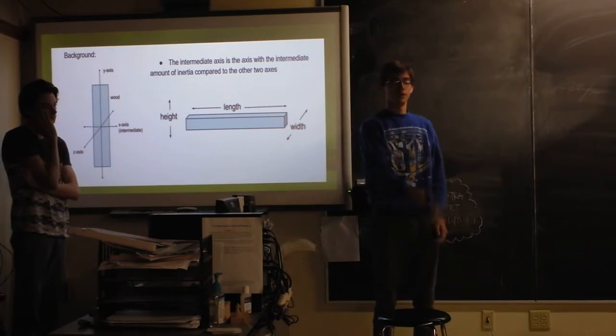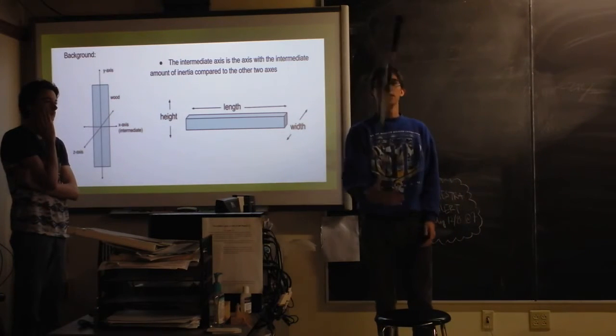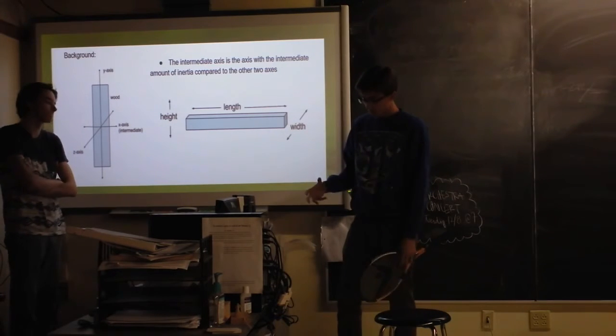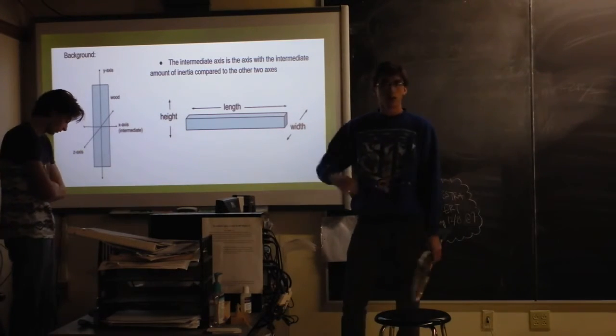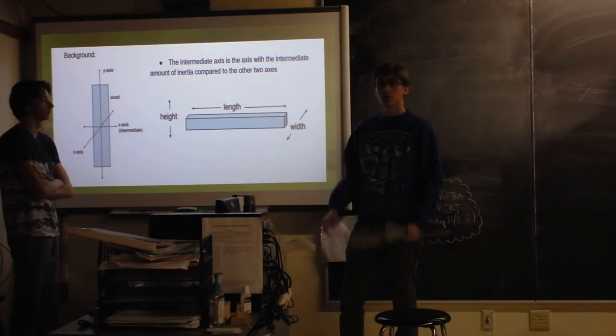Yeah. And then this is what I did. Did you see how it flipped? Yeah. All right, so this is the intermediate axis. That's what we studied. And so what we did was we took lots of planks of wood, and we tested how dimension affects the intermediate axis in the spinning of the air.